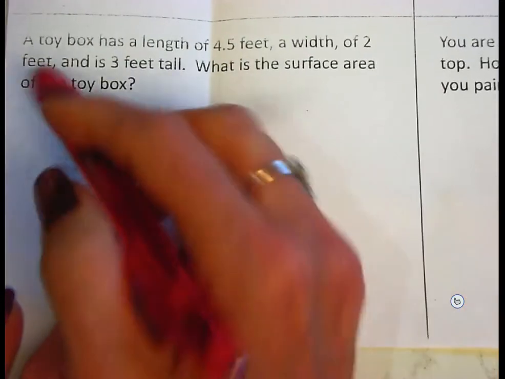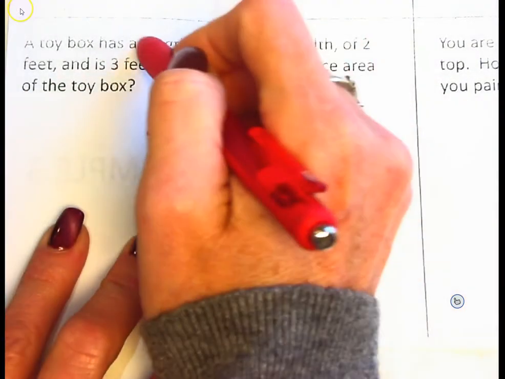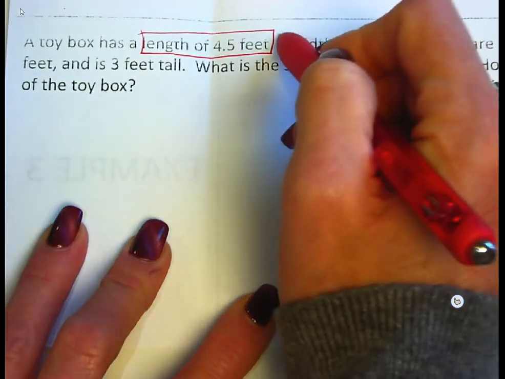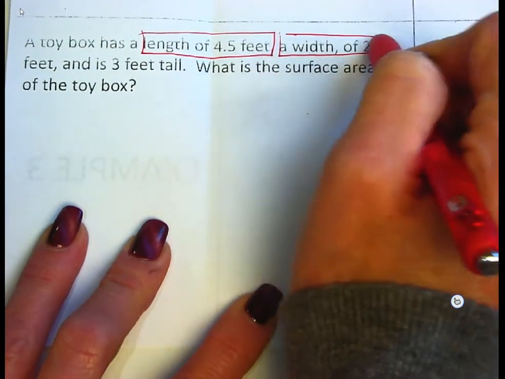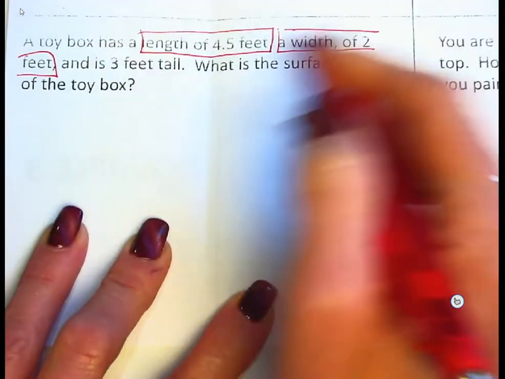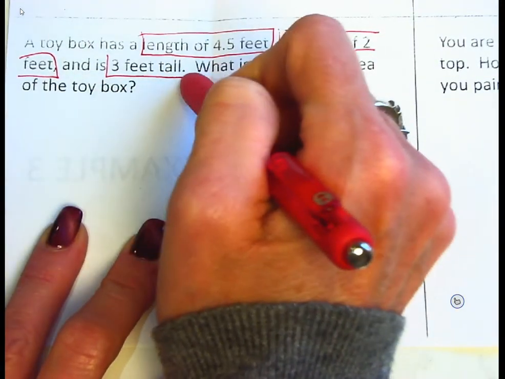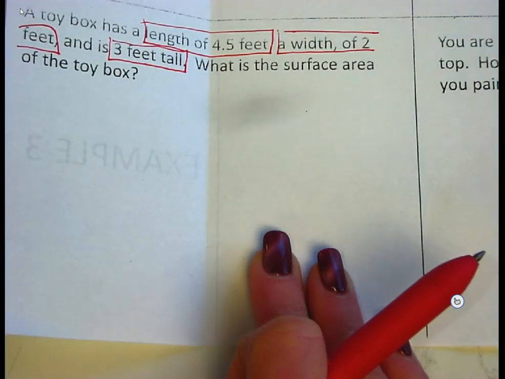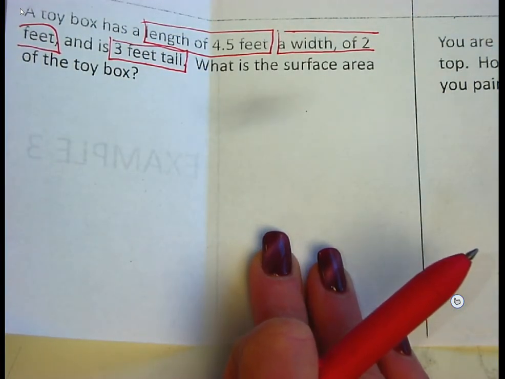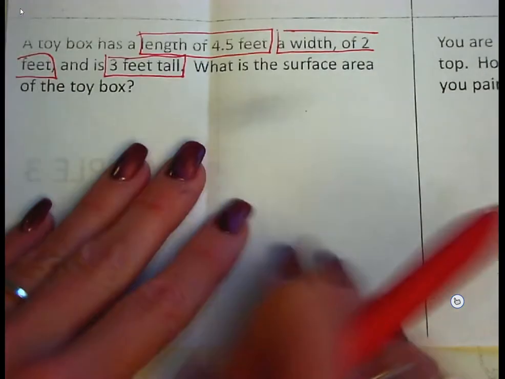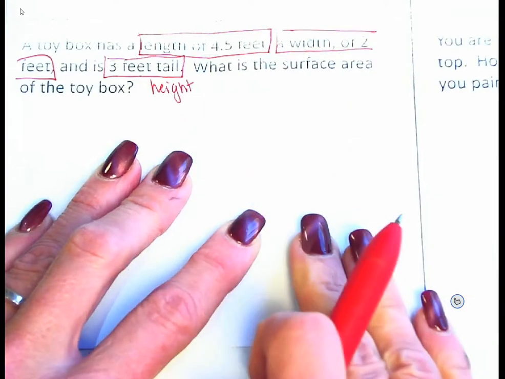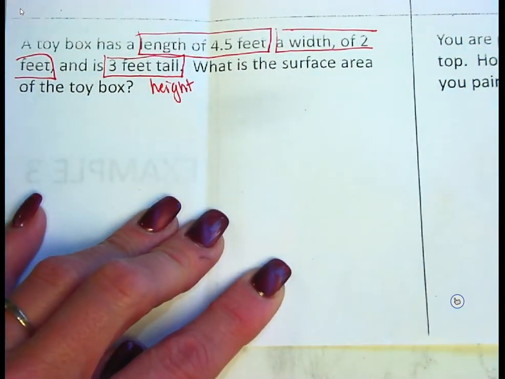So this says a toy box has a length of 4.5 feet, a width of 2 feet, and is 3 feet tall. So if we're saying how tall something is, what word do we use that goes with how tall something is? Height. Again, this is height. It's a different way of saying height. So we're going to use our formula.